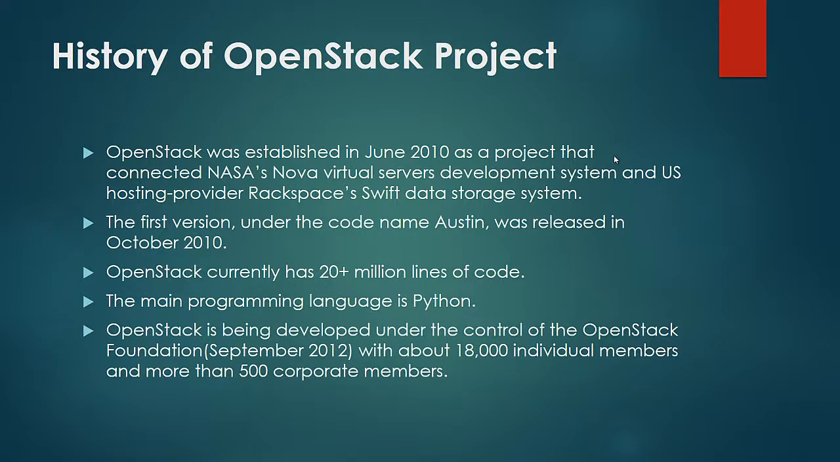OpenStack has been developed under the control of the OpenStack Foundation since September 2012. In September 2012 they launched the OpenStack Foundation, which is a kind of governance body for this project. They started with 18,000 individual members initially and 500 corporate members.